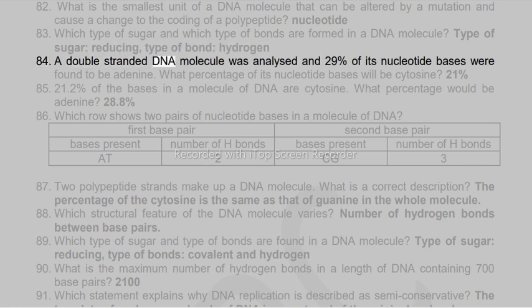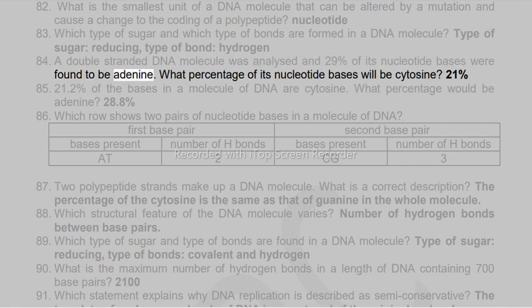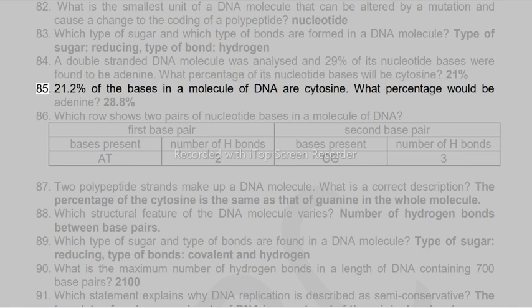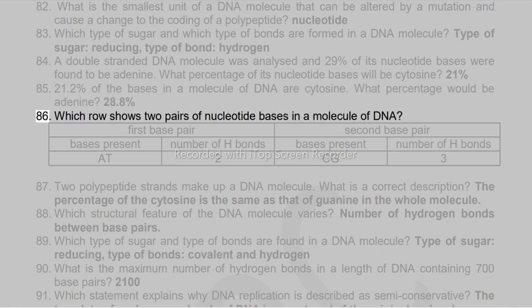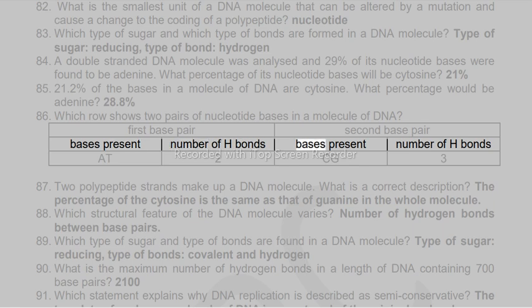84. A double-stranded DNA molecule was analyzed and 29% of its nucleotide bases were found to be adenine. What percentage of its nucleotide bases will be cytosine? 21%. 85. 21.2% of the bases in a molecule of DNA are cytosine. What percentage would be adenine? 28.8%. 86. Which row shows two pairs of nucleotide bases in a molecule of DNA? First base pair, second base pair, bases, present number of H bonds: 2, CG, 3.